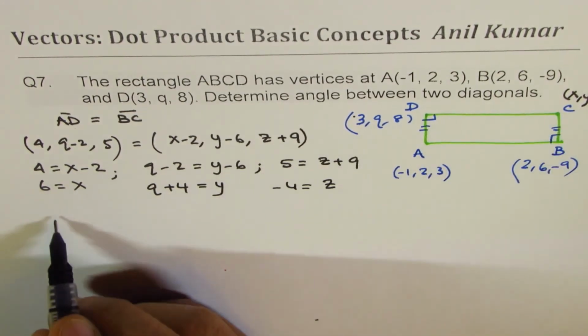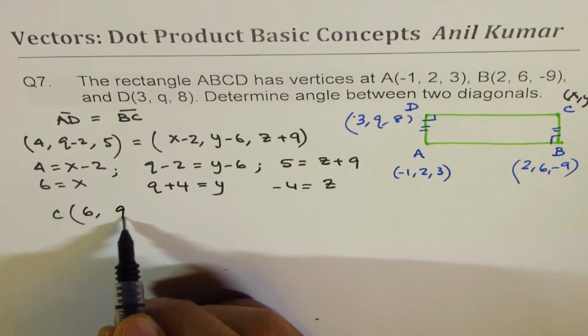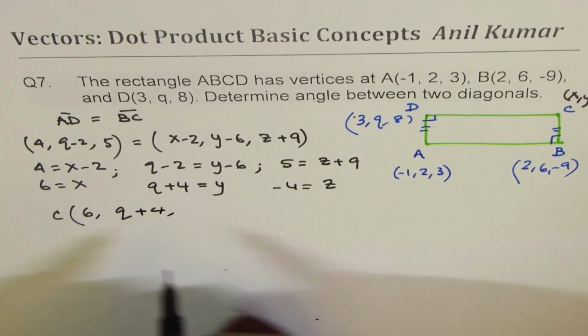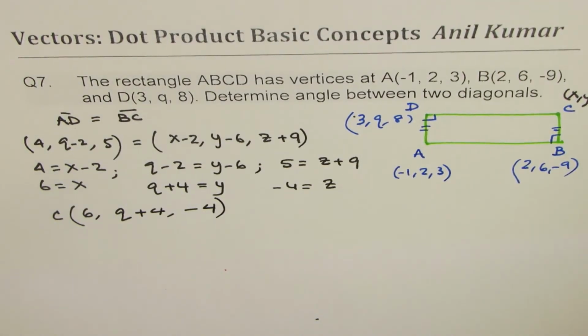So the coordinates for point C basically are 6, and in terms of q, we have q plus 4 and minus 4. Right? Now that's the tricky part. How do we find q?